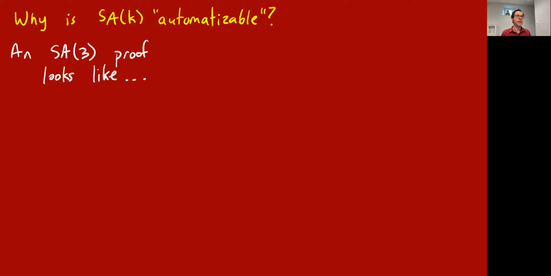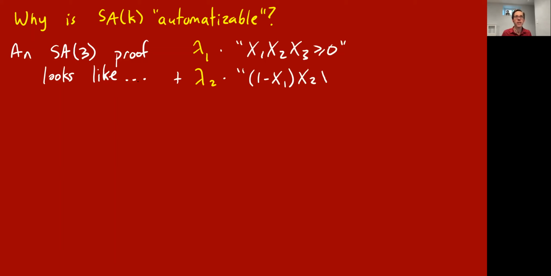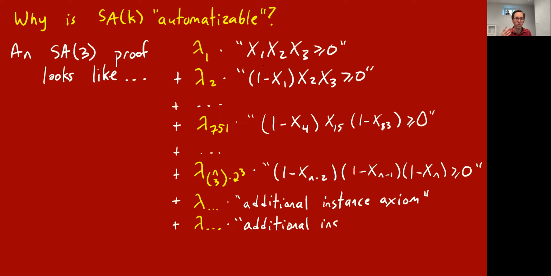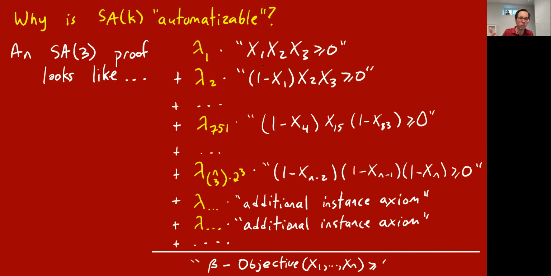So any, let's say, Sherali-Adams k equals 3 proof looks like the following. Because it has this static property, even though you might imagine the proof going in several steps, you can do it in a one-shot way, where you take a non-negative linear combination of all the axioms. These are k equals 3, so you look at all n choose 3 times 2 to the 3 many axioms. Maybe you're doing minimum or maximum independent set, so you have some additional instance axioms.